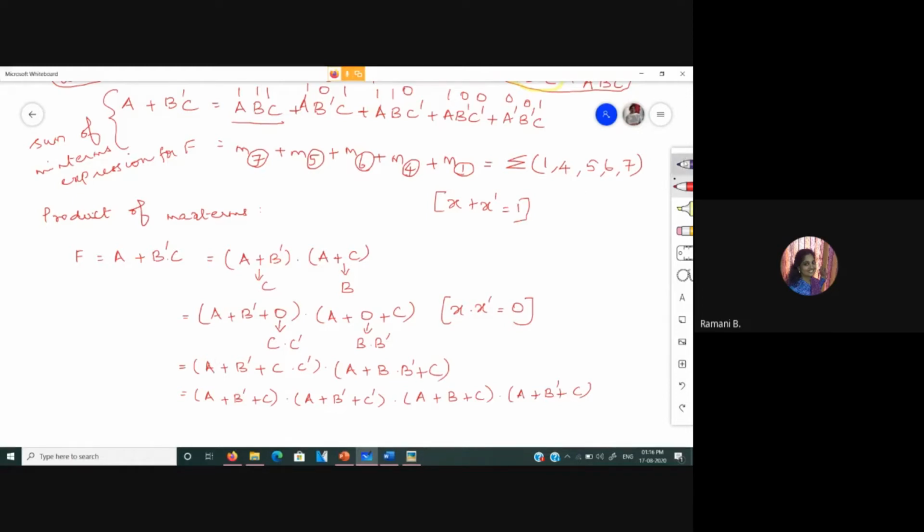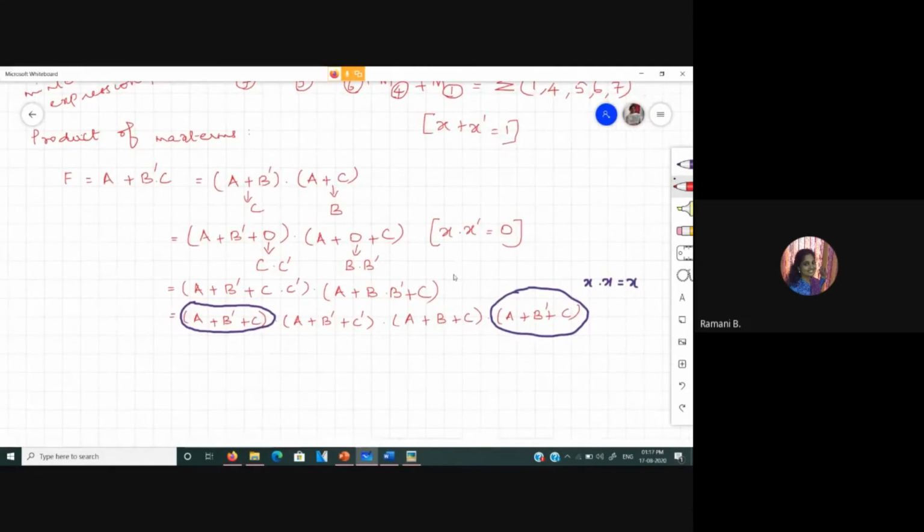Now if you check, these two are the same terms. Here you have a plus b bar plus c, and here also you have a plus b bar plus c. So we can write it once using the property x dot x is equal to x. So our expression will now be a plus b bar plus c dot a plus b bar plus c bar dot a plus b plus c.